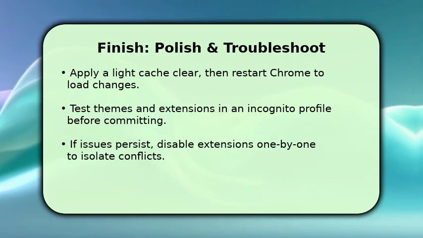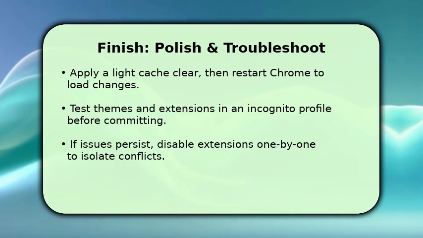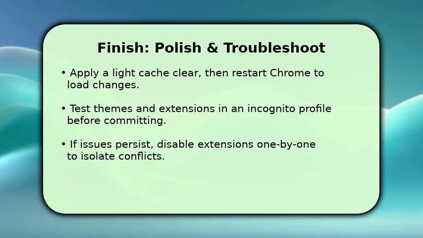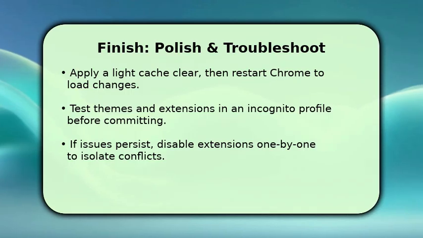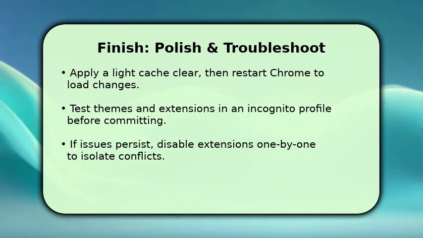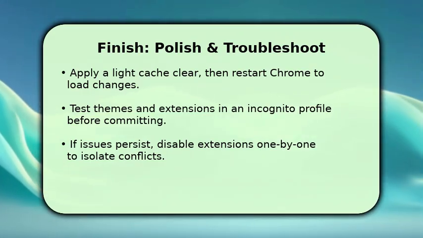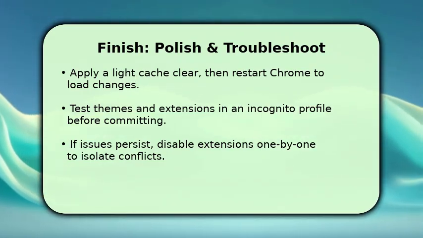Make sure to preview themes and major extensions in an incognito profile to confirm they behave without saved data interfering. If something breaks or Chrome lags, disable extensions one by one to isolate conflicts, then remove the culprit or replace it with a lighter alternative. Finally, export your theme and extension list so you can restore this aesthetic quickly if needed.